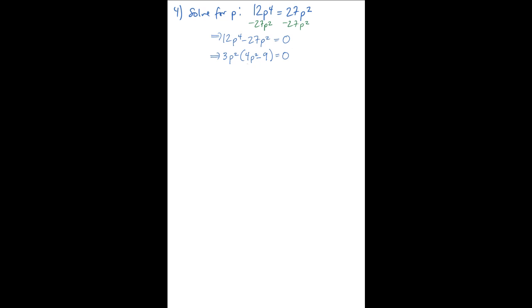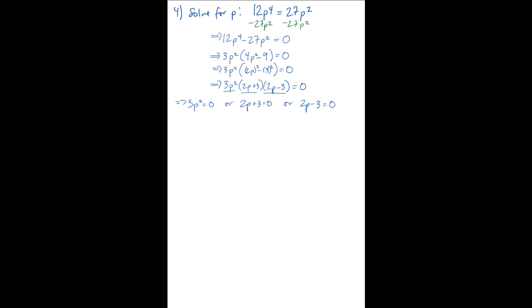And I notice that the 4p squared minus 9, that's a difference of squares. This is really 2p squared minus 3 squared. So I can rewrite that as a difference of squares as 2p plus 3, 2p minus 3. Now I've got 3 factors here, so I need to set them each equal to 0. So I have 3p squared equals 0, or 2p plus 3 equals 0, or 2p minus 3 equals 0.